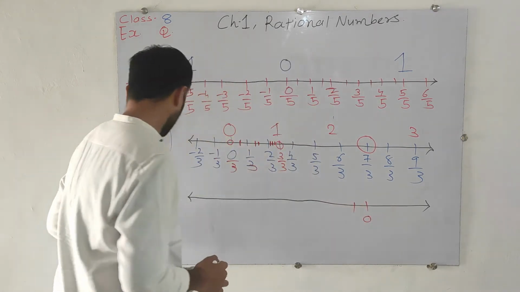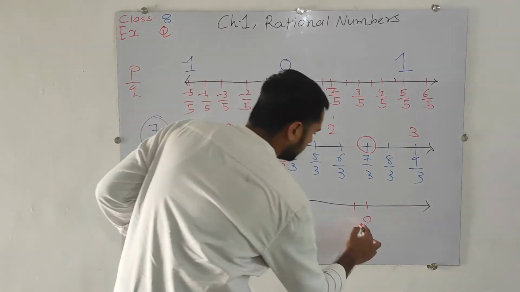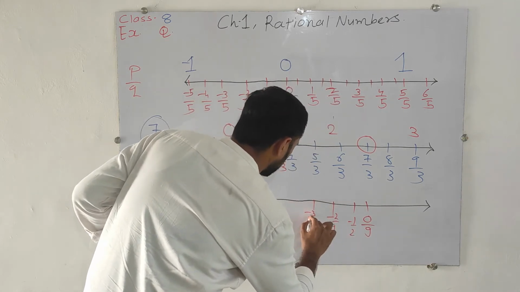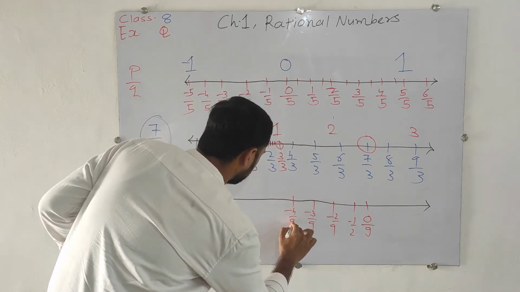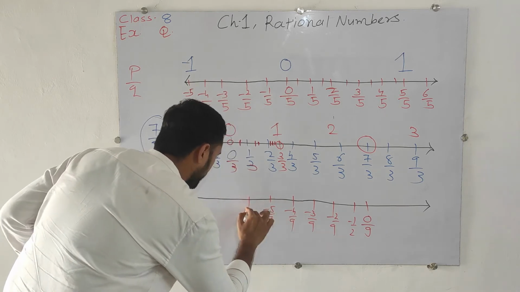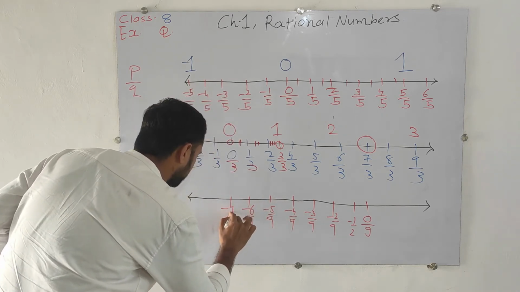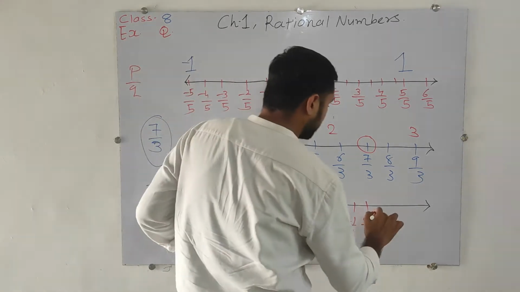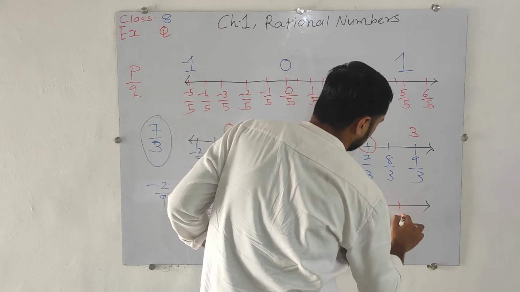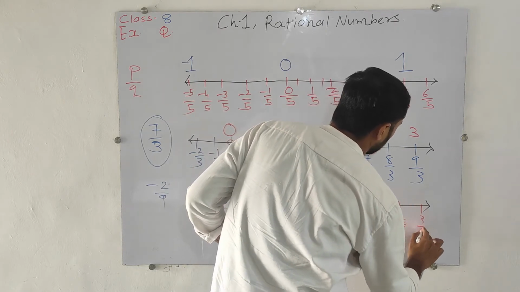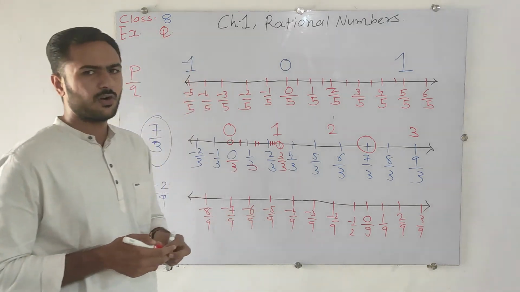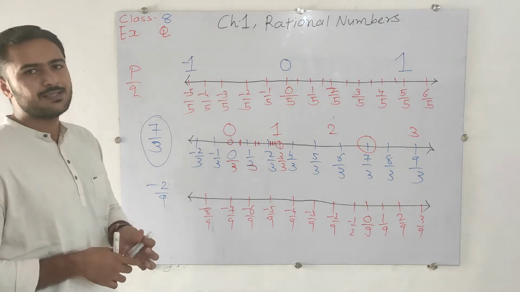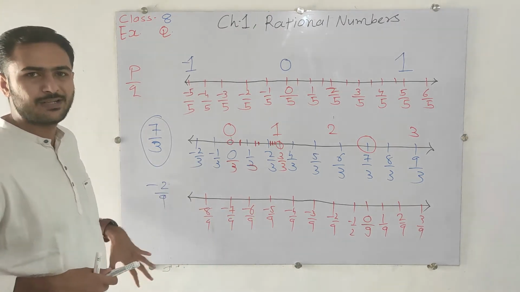Then 0 by 9, minus 1 by 9, minus 2 by 9, minus 3 by 9, minus 4 by 9, minus 5 by 9, minus 6 by 9, minus 7 by 9, minus 8 by 9. And on the right hand side, all the positive numbers like 1 by 9, 2 by 9 and 3 by 9. No need to write this, but for your reference I am writing the positive ones, because I just have to show the minus 2 by 9. It means I just need the negative side only, the left hand side only.